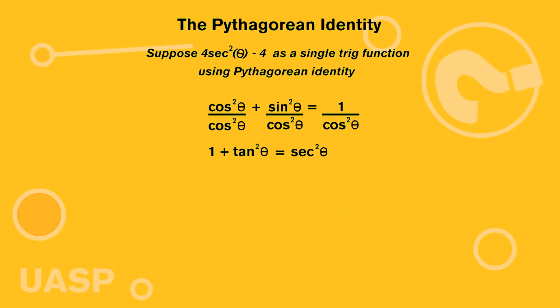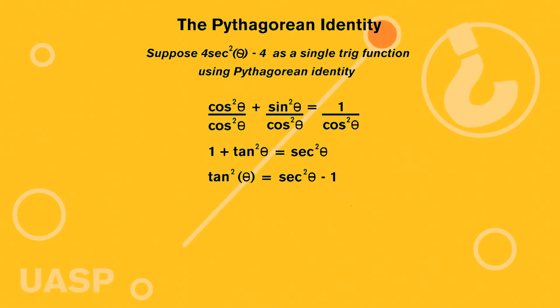Perfect. Now from here, what we can do is get tangent squared by itself, because if you notice here, we have secant squared theta minus 1. Now if you look here, this secant squared theta minus 1 and this 4 secant squared theta minus 4 are very similar, because all I have to do is multiply by 4 here to get that exact equation.